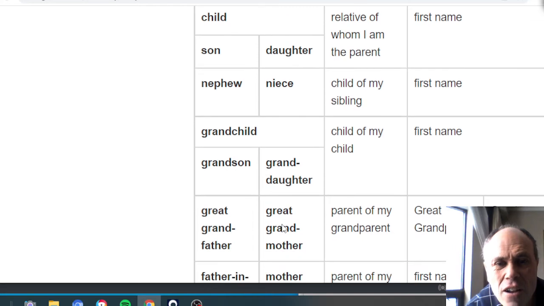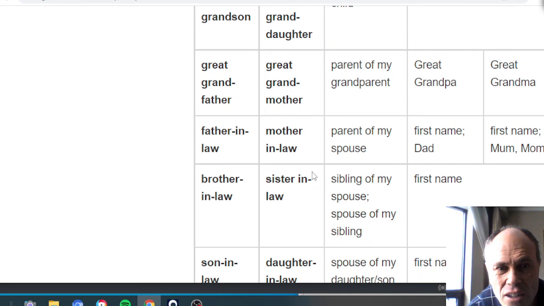Okay? Carrying on, we have grandchildren. Those are the children of your parent. Okay? Your parent's parent. Grandson if it's a boy. Granddaughter if it's a girl. So we'll skip this one.